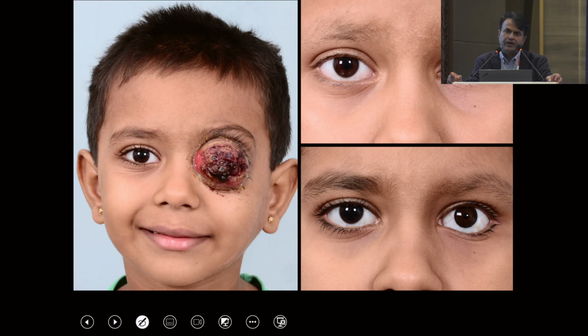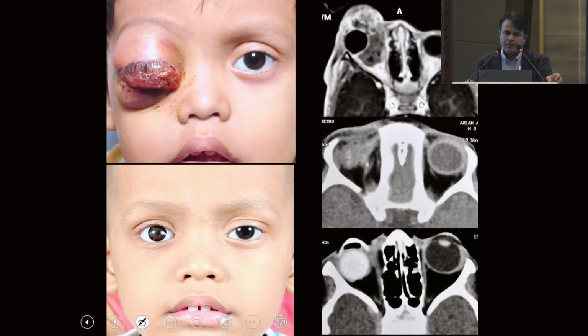So despite giving radiation, you can see that the cosmesis has been maintained and the child does not have even a mild contracted socket. One more child where you can see how thick the lid was. Even the lid was infiltrated with a tumor, and after completion of multimodal treatment, the lid has nicely settled down to be a flat, normally anatomical lid, and the prosthesis is well maintained.